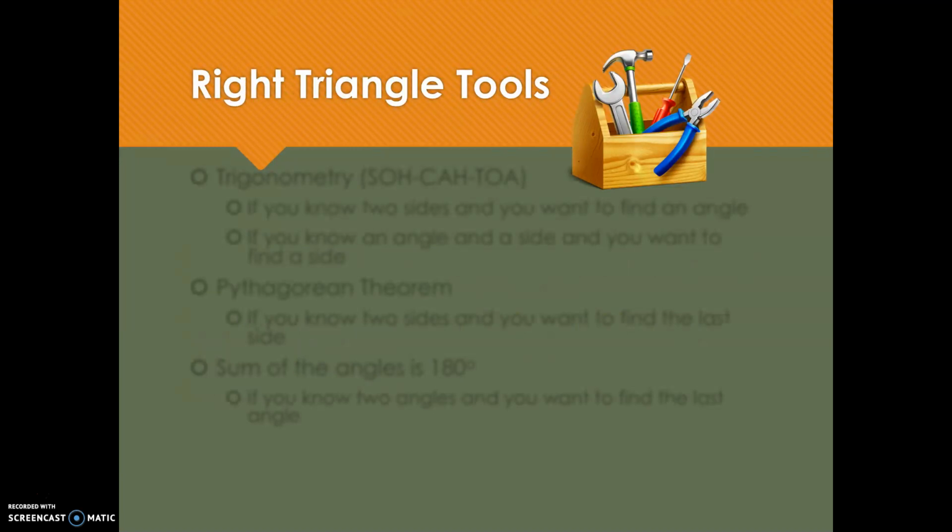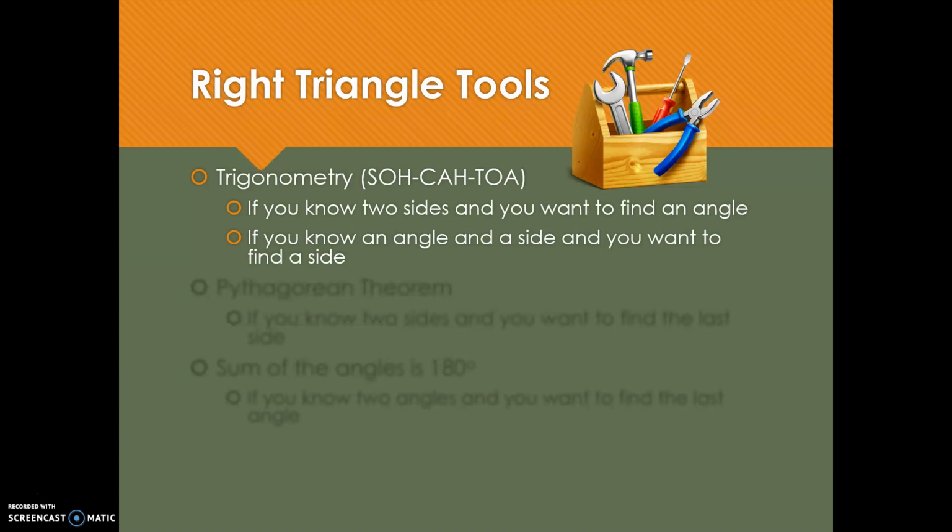We have a whole bunch of tools in order to do that. Our right triangle tool would be trigonometry, which is SOHCAHTOA. If you know two sides and you want to find an angle, you can do that with SOHCAHTOA. If you know an angle and a side and you want to find another side, you can do that also. The Pythagorean theorem will allow you to find a third side given the first two. You need to set up a squared plus b squared equals c squared. And the sum of the angles of a triangle is 180 degrees. If you know two angles, you should be able to find the third.